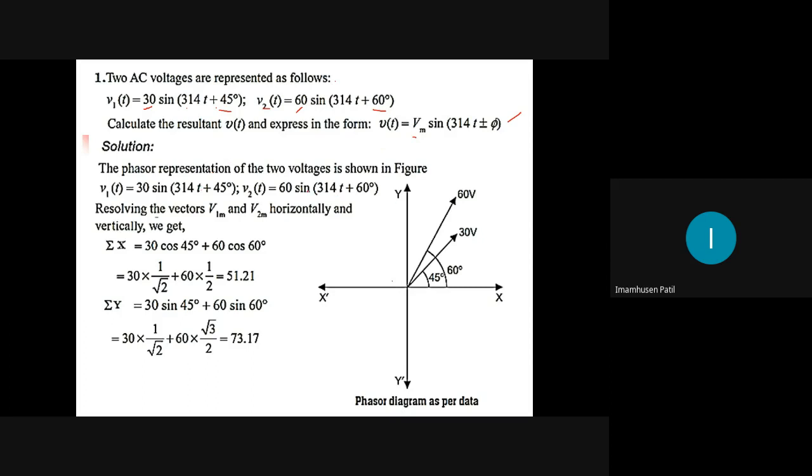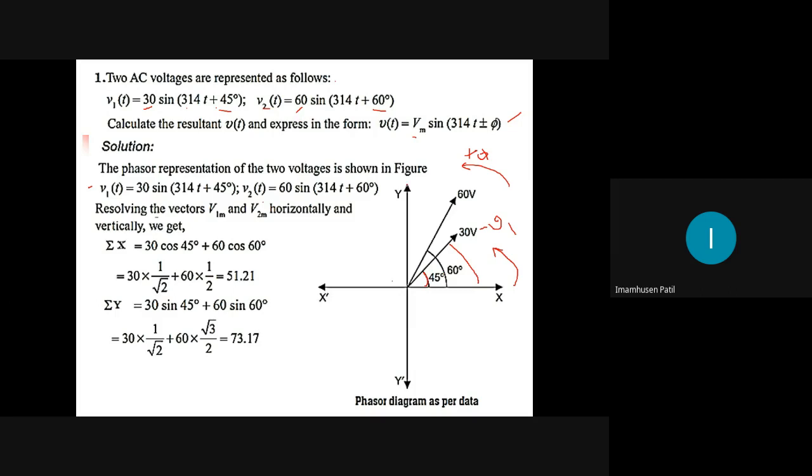Now this is the phasor diagram for V1(t) and V2(t). How to draw V1(t)? V1 is 30, and the angle is 45. You have to move like this. At an angle of 45 degrees, I have drawn this 30 volt vector, because the maximum value is 30. It is plus 45, that's why I have drawn it on this side. If you rotate, it is in this direction.